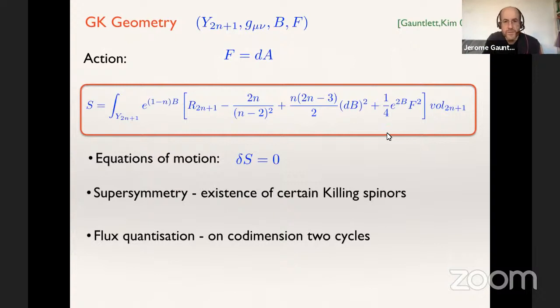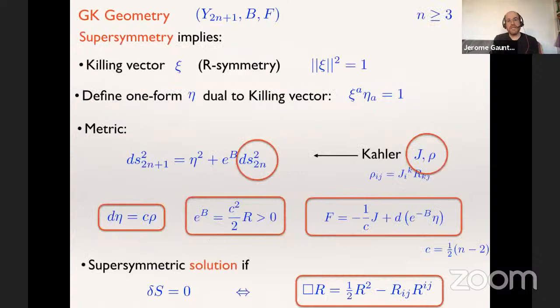Good. So we solve those equations of motion and we have supersymmetry. And supersymmetry is equivalent to this data here. And there's quite a lot on this slide. So let's go through it slowly. So n is always bigger than or equal to 3. So the first example of GK is Y7, Y9, and so on. And 7 and 9 are the cases of most interest.